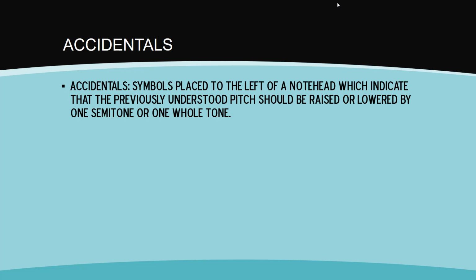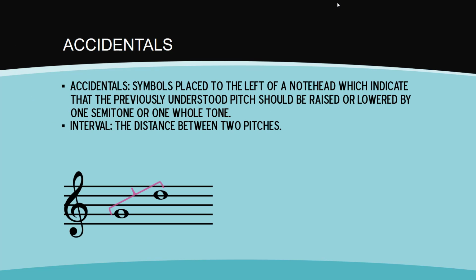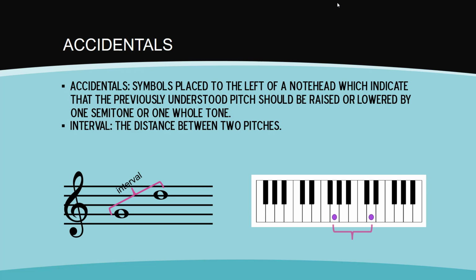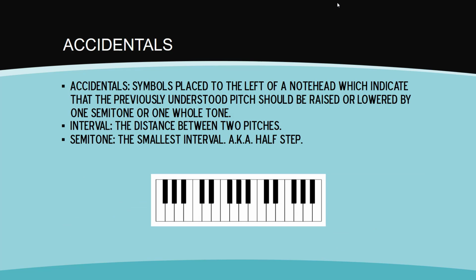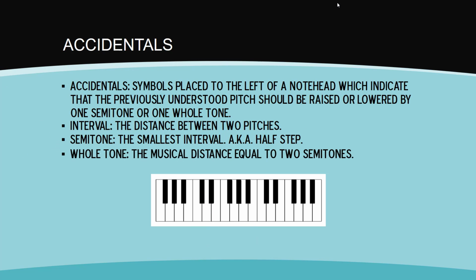of a piece. An interval is the distance between two pitches. A semitone, also known as a half step, is the smallest distance between two pitches. It is easiest to visualize a semitone on the piano keyboard. It is the interval between any two adjacent keys, including both black and white keys. A whole tone is the interval equal to two semitones. A whole tone is also known as a whole step.